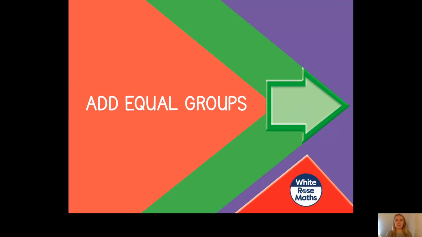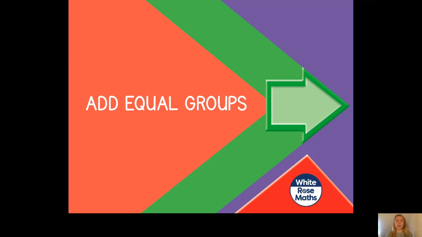Can you remember from the last two lessons what the word equal means? Yes, that's right. It means the same, doesn't it? So yesterday we were making equal groups, so we were making sure that there was the same amount in each group. Now today we're going to be looking at adding these equal groups. So we're going to be writing number sentences to find out the total. But before we do that, let's do our warm-up activity.